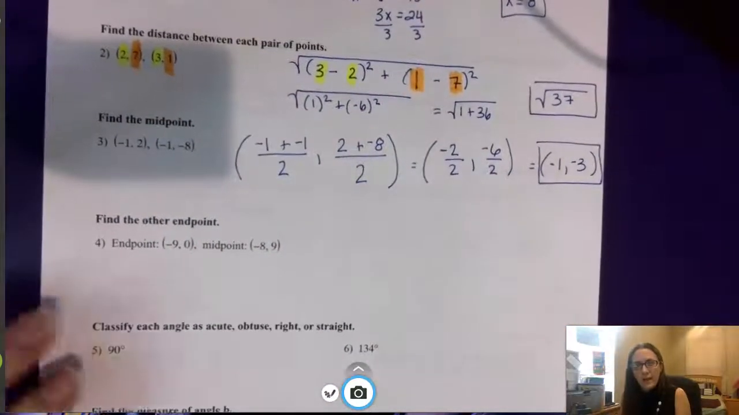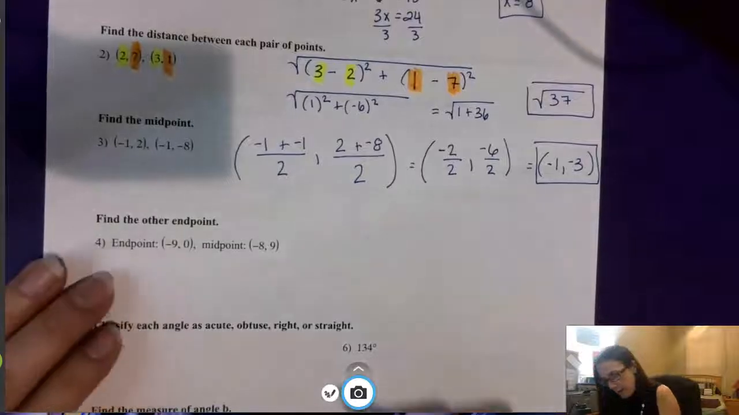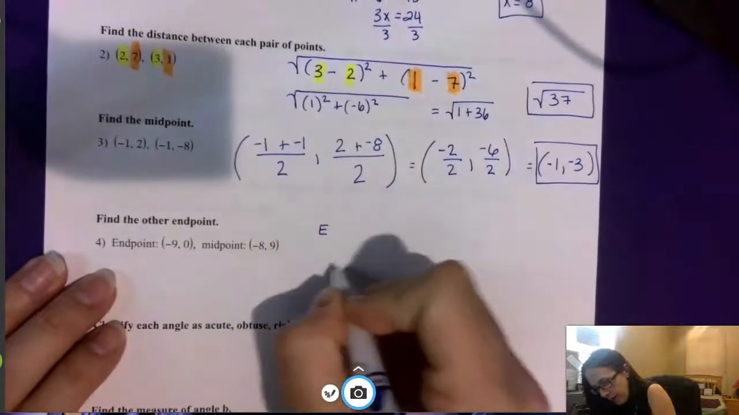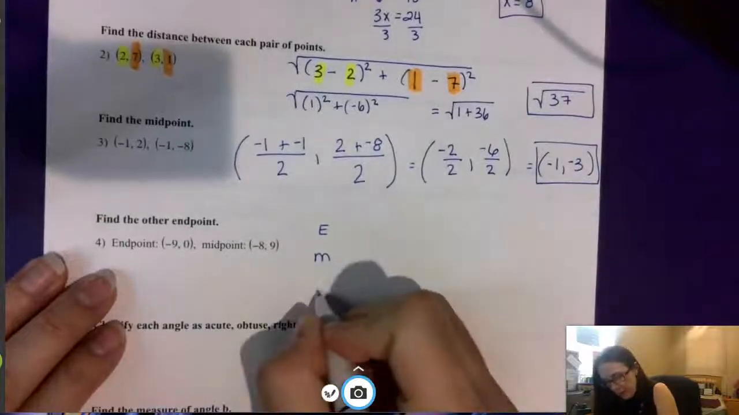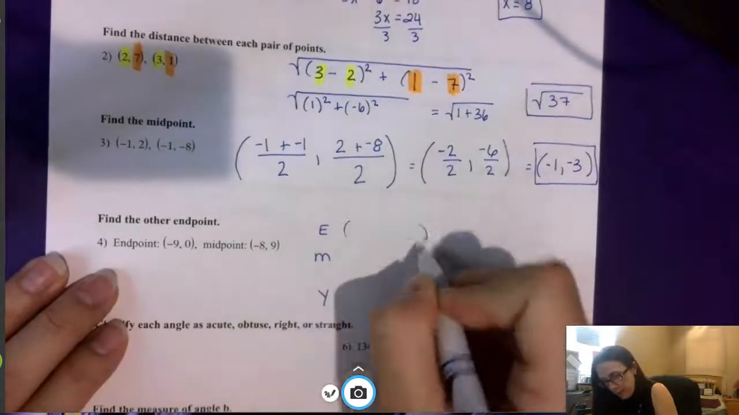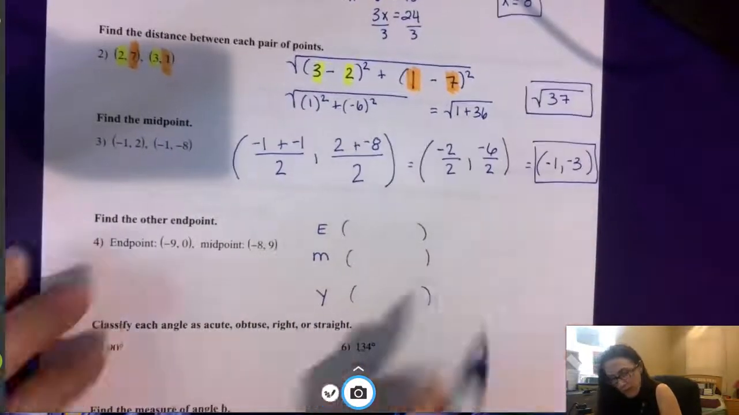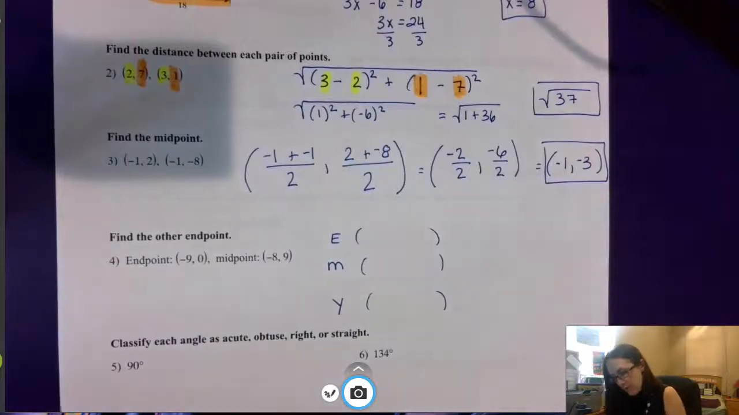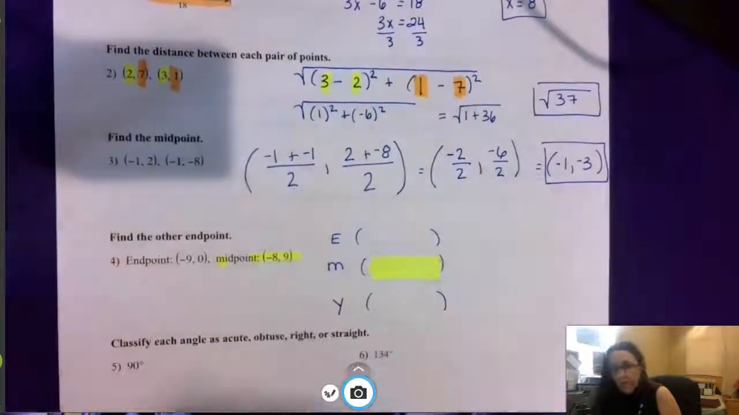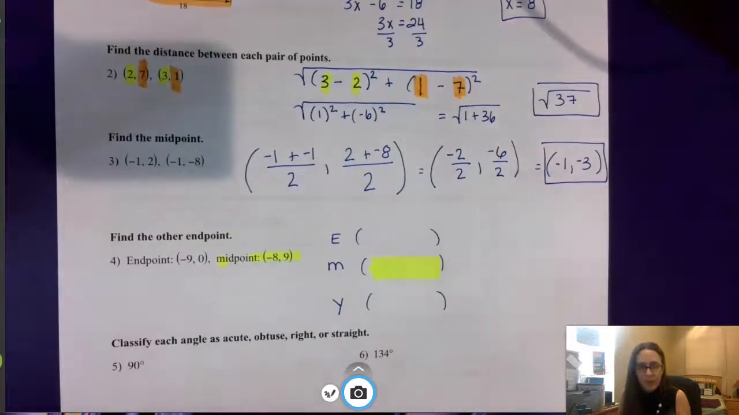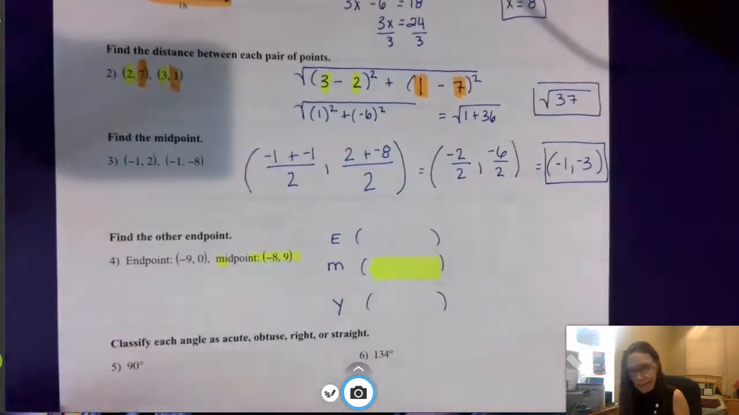Okay, find the other endpoint. So you start with an endpoint on top, and the midpoint always goes in the middle. And you're looking for the other endpoint. You have to remember that the middle always goes in the middle. That's the hardest thing. Putting that in the wrong spot is the easiest mistake to make.